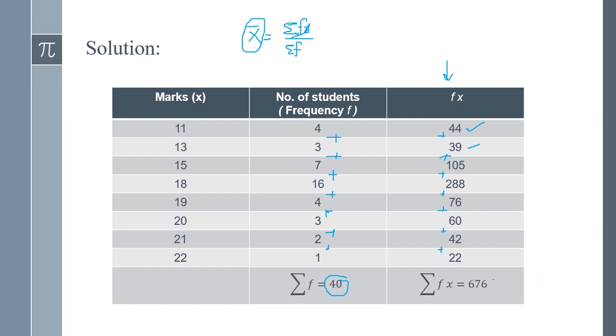So we get summation fx, which is equal to 676. You can calculate it within the boundaries of the table, or you can write it separately, like summation f is equal to 40. आप इस टेबल के बाहर भी लिख सकते हो, summation fx भी आप बाहर लिख सकते हो, लेकिन अगर आप टेबल के अंदर लिख रहे हो तो that is a good point. So we have calculated fx, summation fx and summation f. These are the two things which we need to calculate average or mean for this given data.